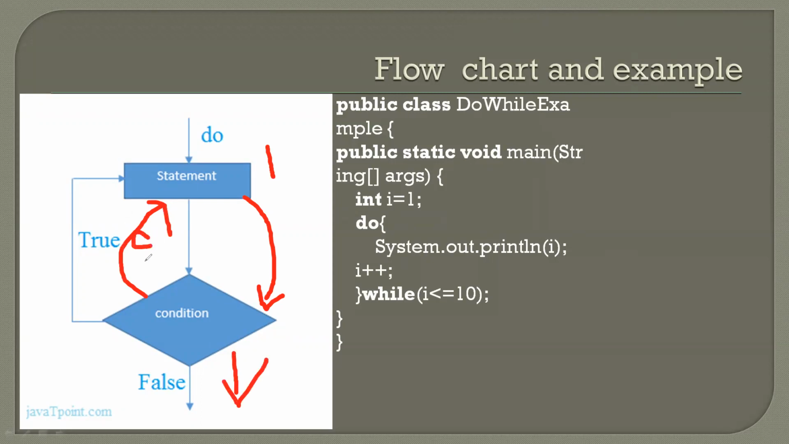So first, we execute the statements irrespective of the condition. You may have any condition. We execute the statement one time and then we check the condition, right? If the condition is true, we will again execute the statement. So this is how this do while loop will behave in the program. So let us have a look at the programming window.